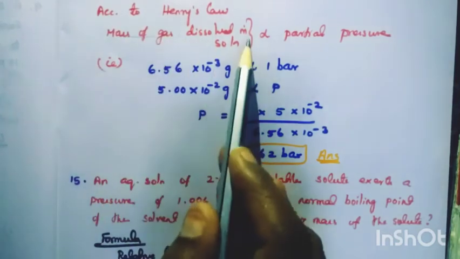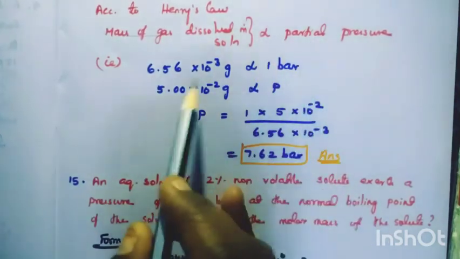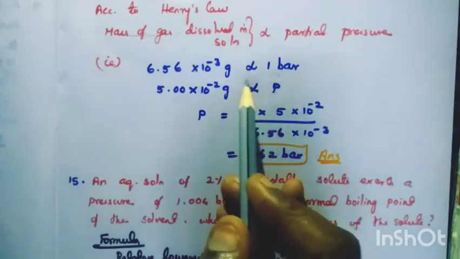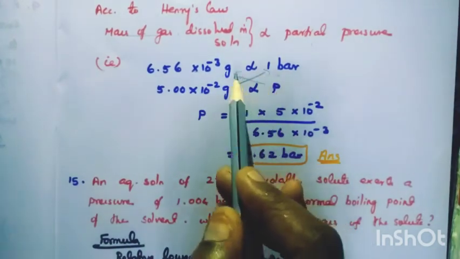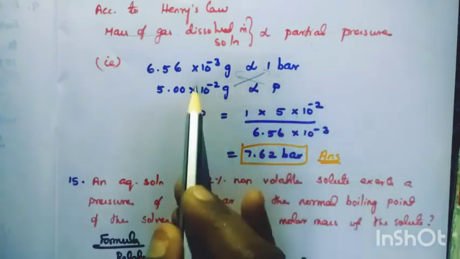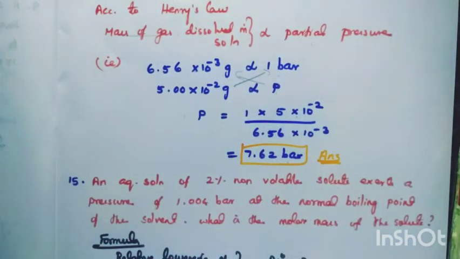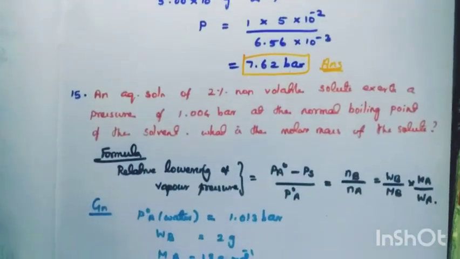Mass of the gas dissolved in a solution is directly proportional to partial pressure. This gram, partial pressure is 1 bar, means this gram, partial pressure is, cross multiplication. So 1 into this by this equal to P. Directly we can calculate this. Next problem is 15th one.